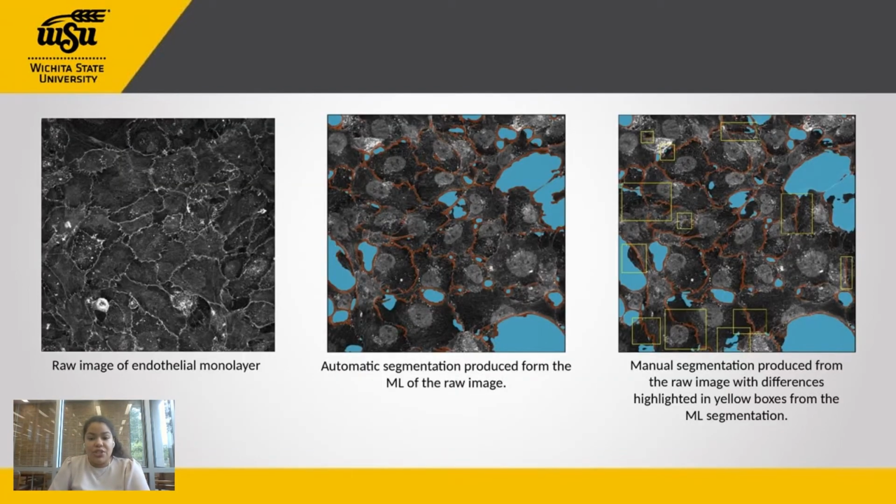Here we just have some preliminary results of the automatic segmentation from the machine learning. As seen above, you can see there are discrepancies between the manual segmentation on the right and the automatic segmentation in the middle. Theoretically, the more trained the automated segmentation machine learning is, the better the segmentation should be.